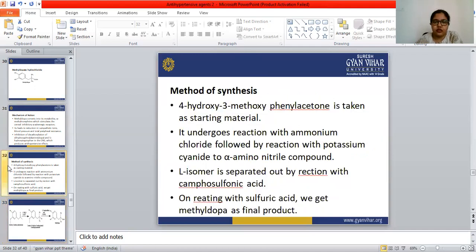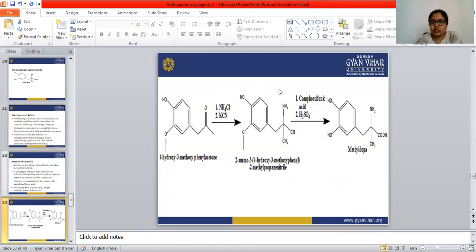The L isomer is separated out by reaction with camphorsulfonic acid. So this is the L isomer of methyldopa, and it is reacted with camphorsulfonic acid and sulfuric acid. At that time we get our product, methyldopa. So this is the synthesis of methyldopa.